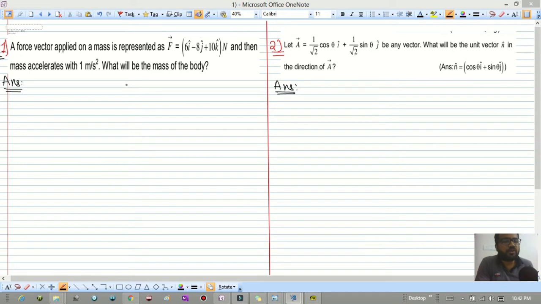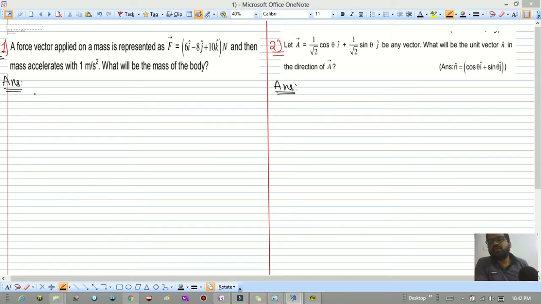So today's topic of discussion is the numericals on vector algebra. In this first numerical, a force vector applied on a mass is represented by F = 6i hat minus 8j hat plus 10k hat, and the mass accelerates with an acceleration of 1 meter per second squared. What will be the mass of the body? So we have to calculate the mass of the body.